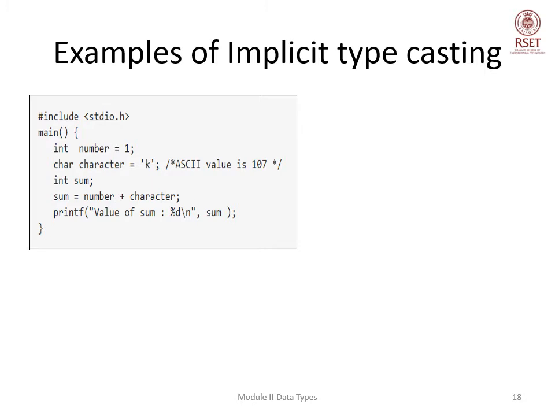It is an example from the C language. Here we have two variables, number and character. The number has value 1 and character has a value k. Can we add number and character together? Yes. The system will implicitly convert character into an integer. The ASCII value of character is 107. So when we add number and character, we'll get the value as 108.